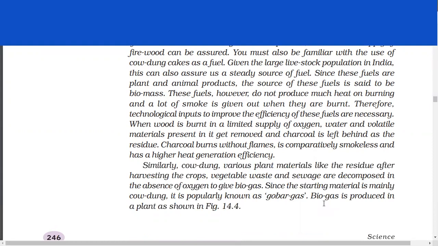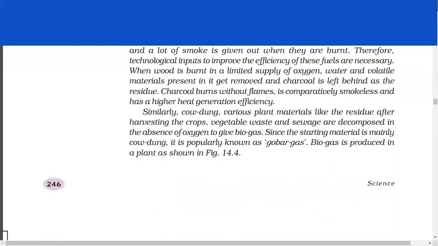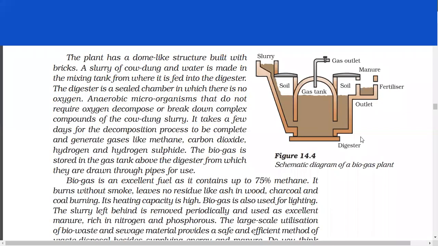Similarly, cow dung, various plant materials like the residue after harvesting the crops, vegetable waste, and sewage are decomposed in the absence of oxygen to give biogas. Since the starting material is mainly cow dung, it is popularly known as gobar gas. Biogas is produced in a plant as shown in figure 14.4. The plant has a dome-like structure built with bricks.